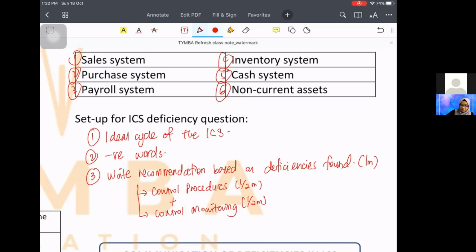Okay, and you should start your sentence with management should. Earlier it was auditor should, here it is management should.